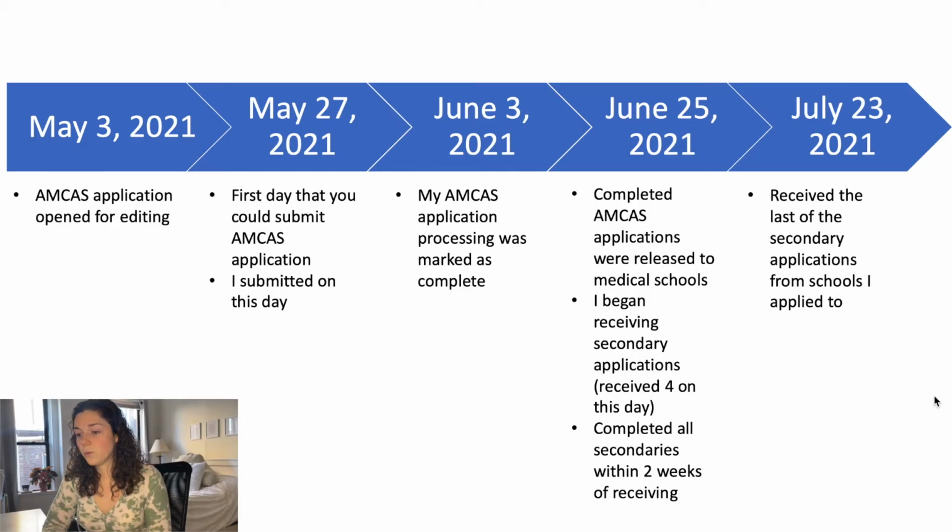And on July 23rd of 2021, I received the last of the secondary applications from all the schools I applied to. I think there might have been a couple schools that have to invite you to fill out the secondary, and that might have come later. I think Vanderbilt comes to mind. They look at your application first and then say, oh, you can now fill out a secondary and pay us. So that was that.